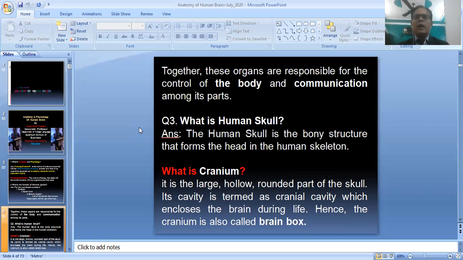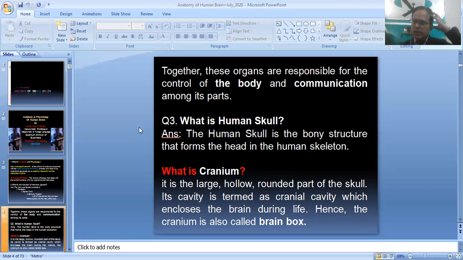So it is a large, hollow, rounded part of the skull. First of all, the human skull is a bony structure that forms the head in the human skeleton. And what is the cranium? It is a large, hollow, rounded part of the skull. The cranium is the internal part of the skull. Its cavity is termed the cranial cavity, which encloses the brain during life. Hence, the cranium is also called the brain box.